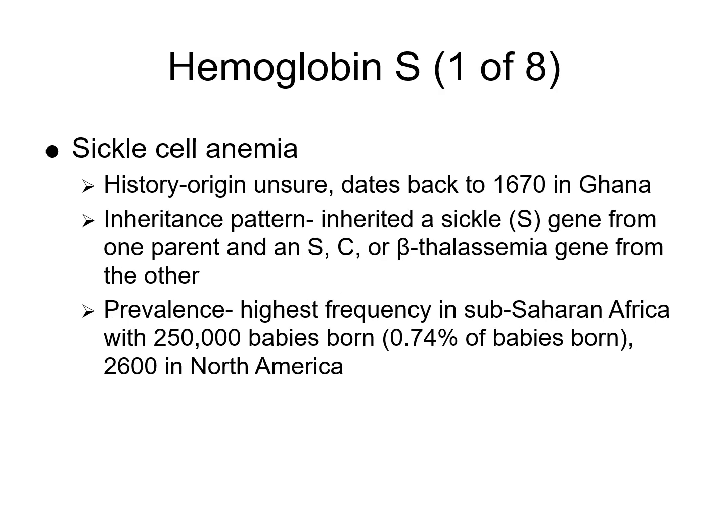For hemoglobin S, we have sickle cell anemia. History of this: the origin is uncertain, but we know it dates back to 1670 in Ghana, and it was based on historical records that were found.